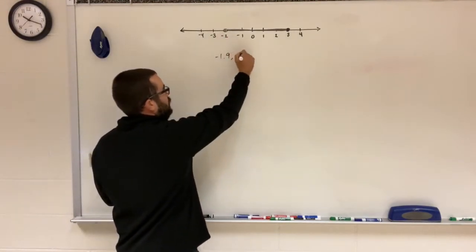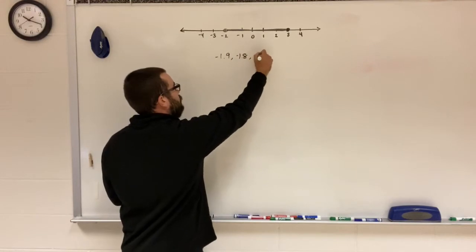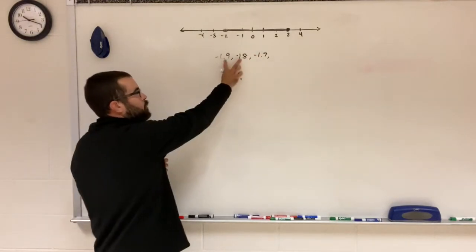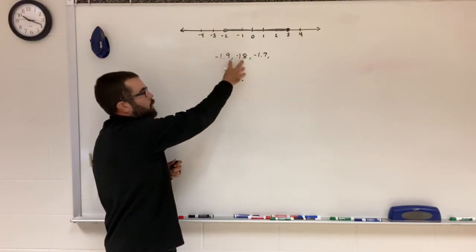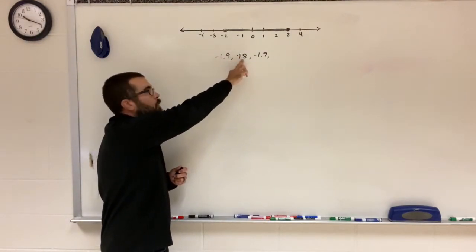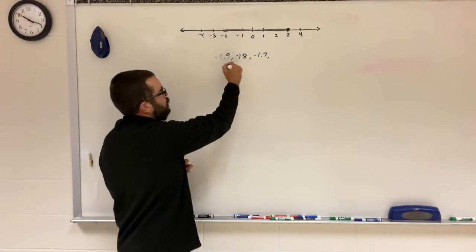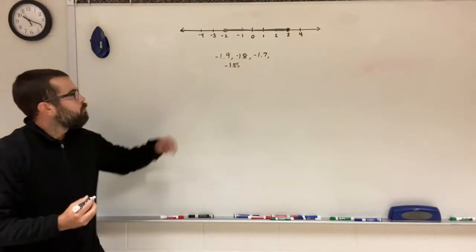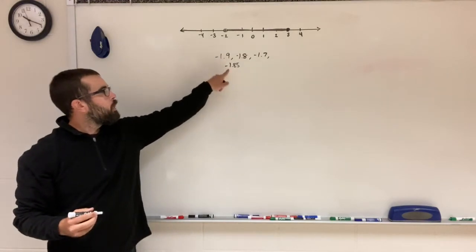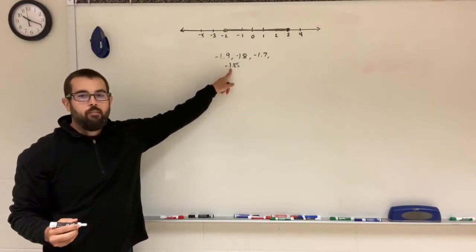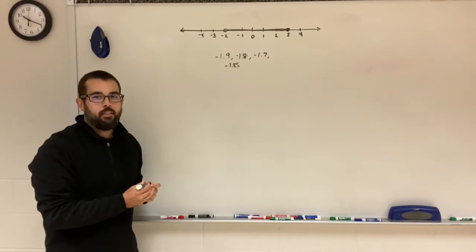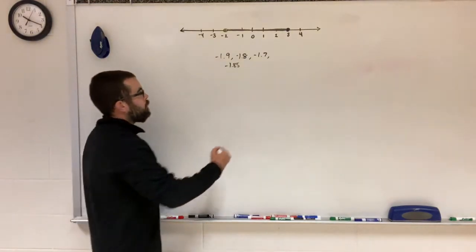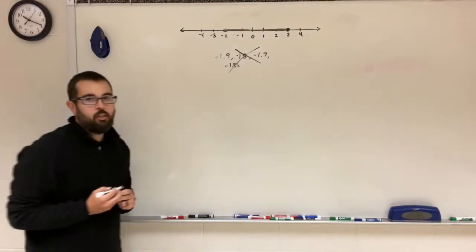And then let's say -1.8, -1.7. But then I say, well, what about all the numbers between -1.9 and -1.8? And you say, oh yeah, well, maybe -1.85. And then I ask the question, well, what about between -1.9 and -1.85? And then we can repeat that process, and we can never get a true list of the numbers that lie on that number line. So this method is no good.